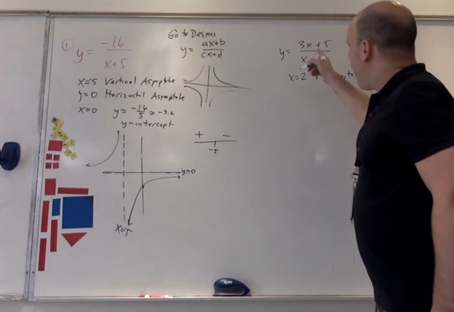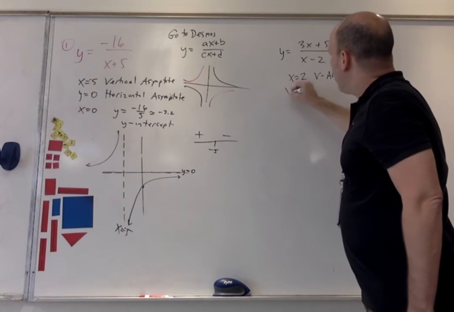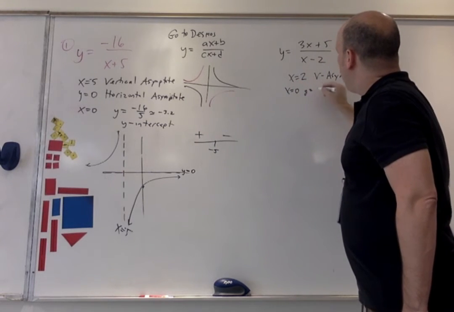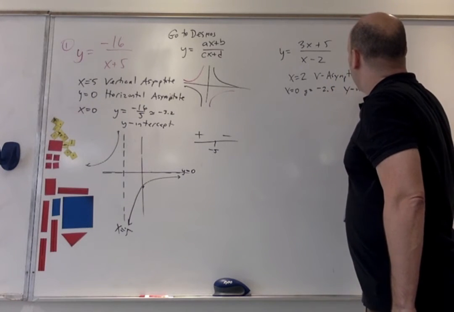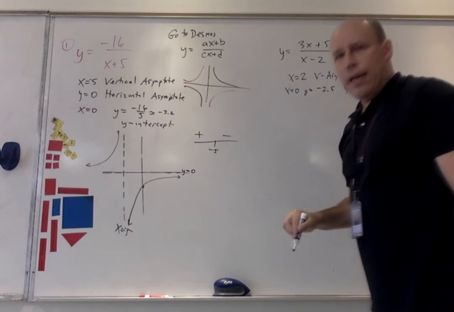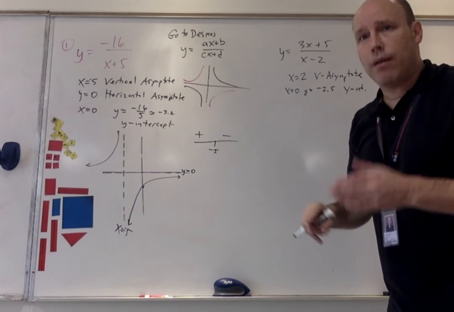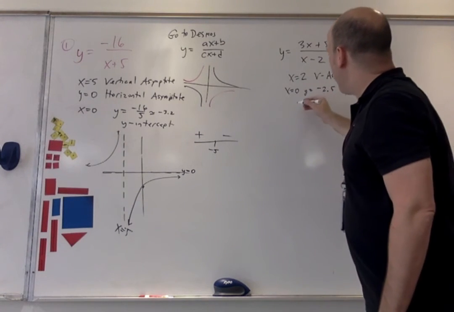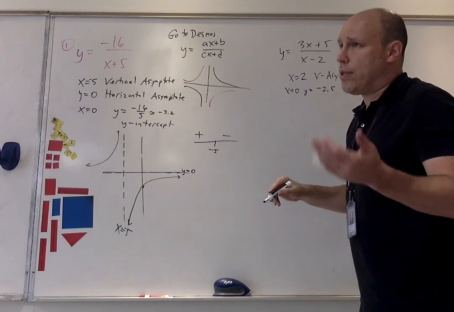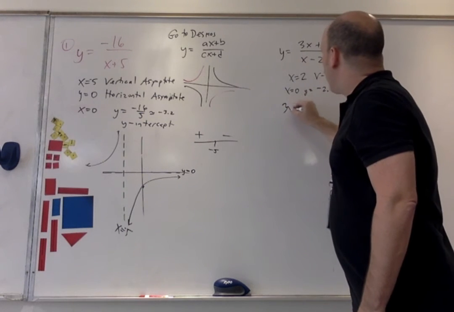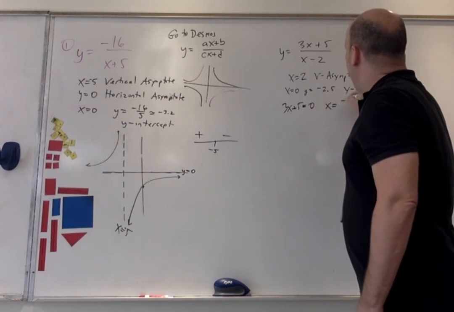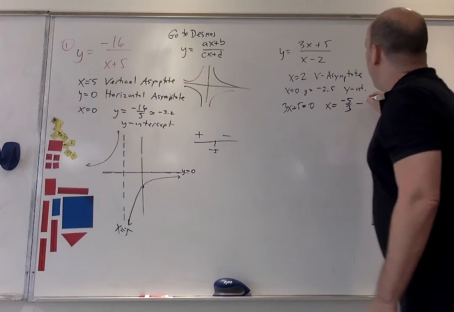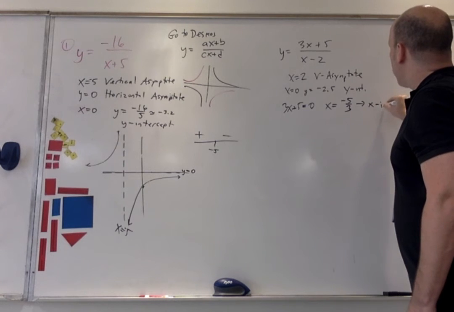We know that if x equals 0, y equals negative 2.5. So that's the y-intercept. Are there any zeros or x-intercepts? Yeah, set the numerator equal to 0. That's when a fraction is equal to 0. So 3x plus 5 equals 0. x equals negative 5 over 3. This is an x-intercept.